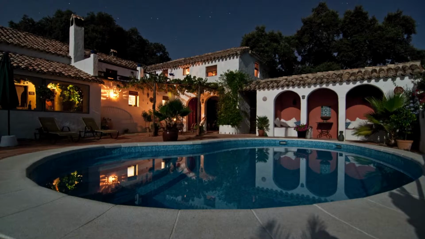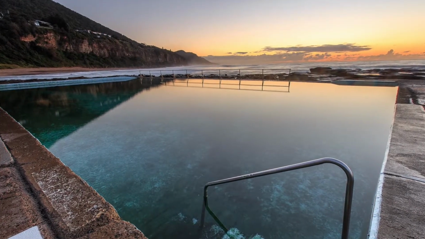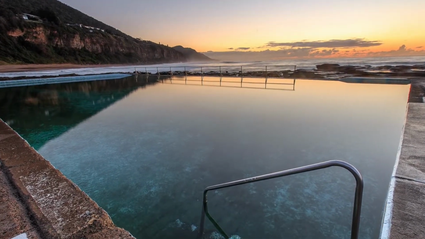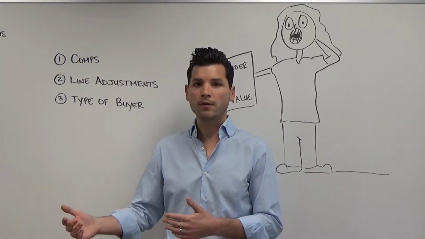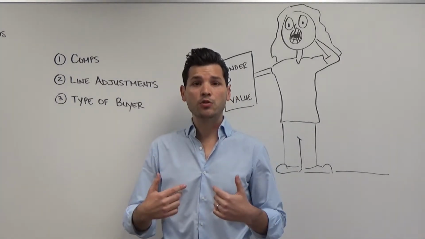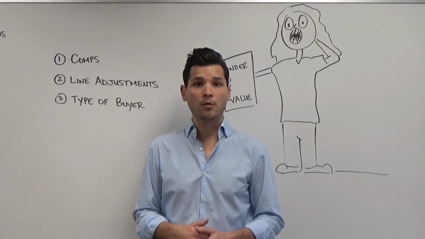I've seen adjustments for pools on homes ranging from $5,000 to $35,000. But what really determines how much that adjustment should be? Why is a pool worth $5,000 on one home but worth $35,000 on another? And these are things that need to be pointed out to the appraiser in order to get them to rethink their determination of value.